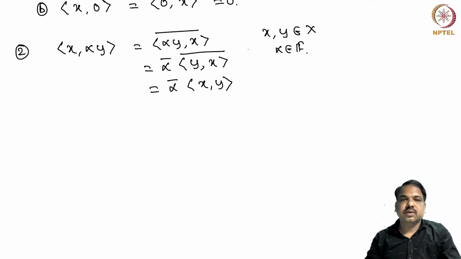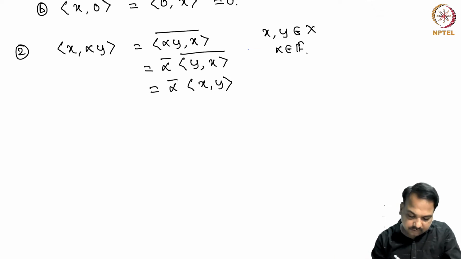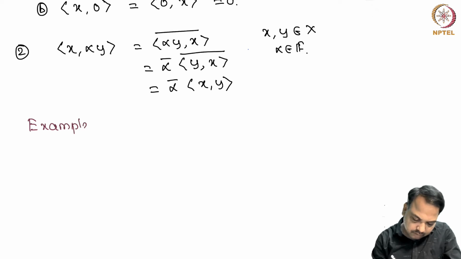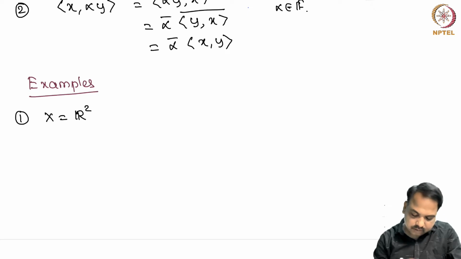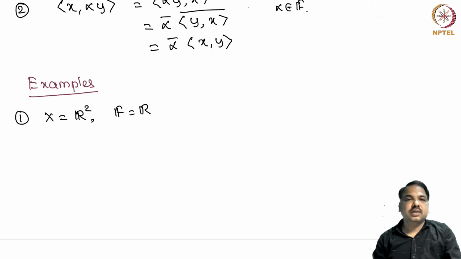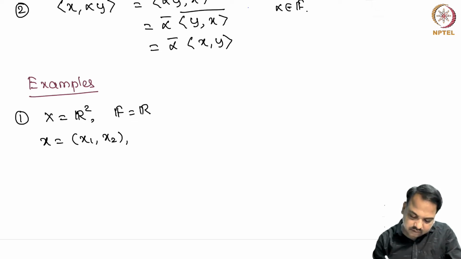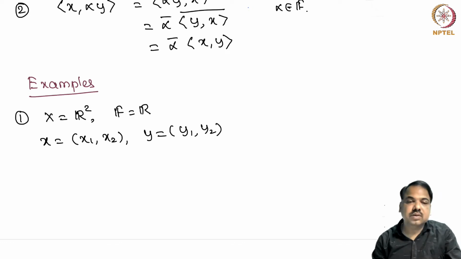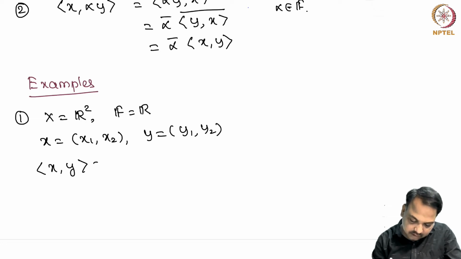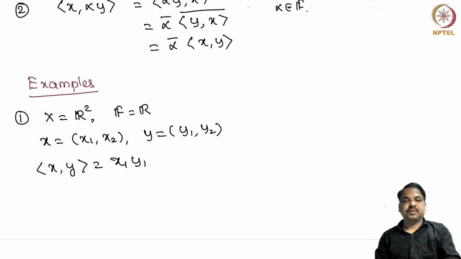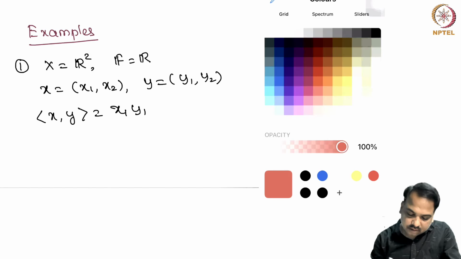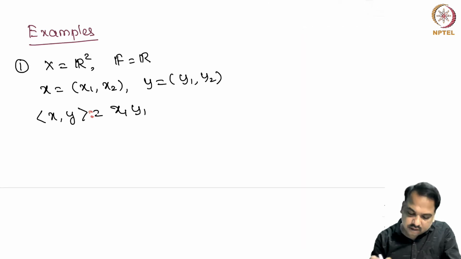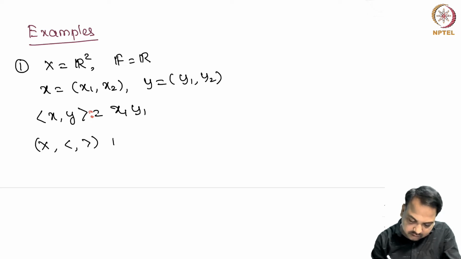Let us look at some examples of semi-inner product spaces. The first one: let us take X to be R2, and here the field is R. Let us take x to be (x1, x2) and y to be (y1, y2). Define the scalar product of x with y as x1 y1 bar. Here it is the real field, so this is x1 y1. You can easily check that this satisfies all the axioms of a semi-inner product. So we can conclude that X with this two variable function is a semi-inner product space.